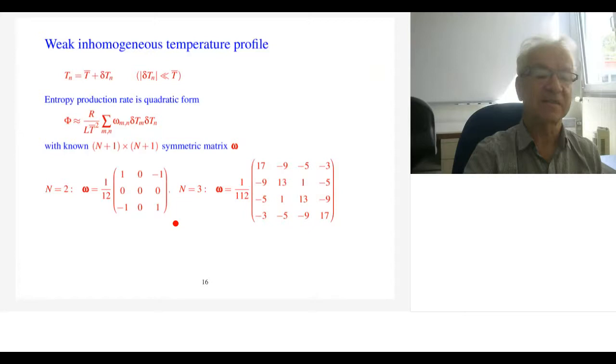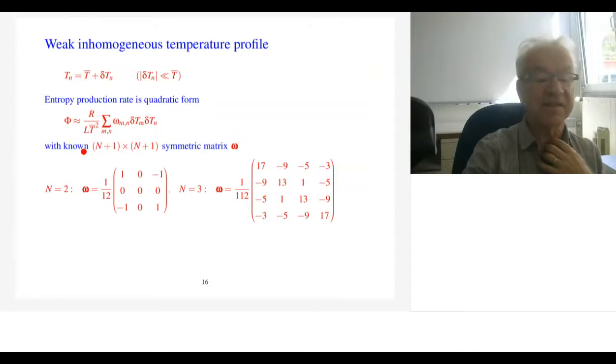What occurs for larger systems? To see something, it's interesting to focus on the regime where the temperature profile is only weakly inhomogeneous, in the sense that the temperature T_n is some reference T bar plus a small fluctuation. So the temperature profile varies over a small range around the mean value. Then the entropy production rate is a quadratic form in these temperature variations. So phi, in some units, is a quadratic form in these temperature differences, where omega here is a symmetric matrix. It is of size n plus 1 times n plus 1, n plus 1 being the number of resistors, so the number of different temperature variables.